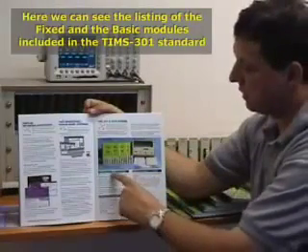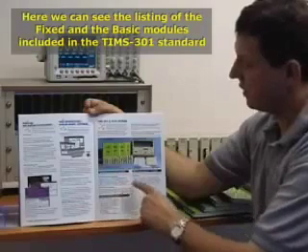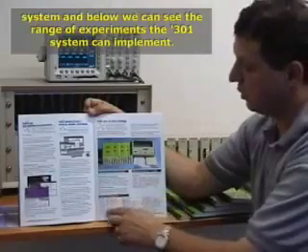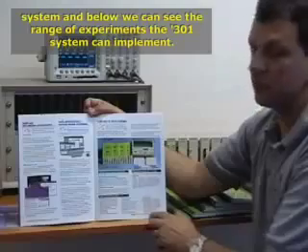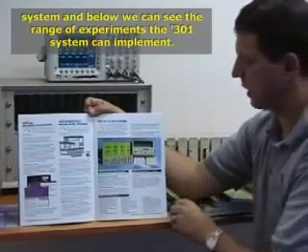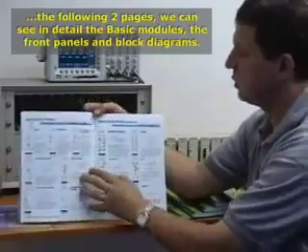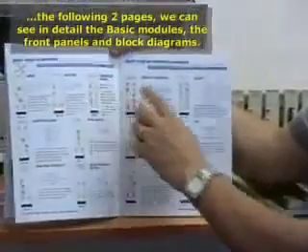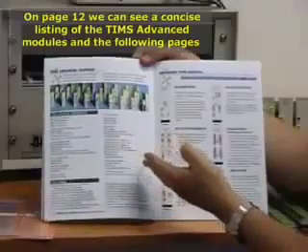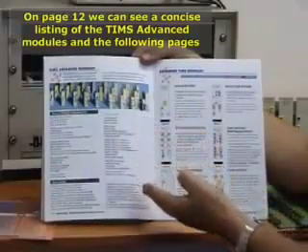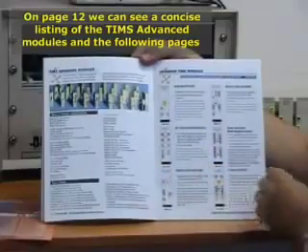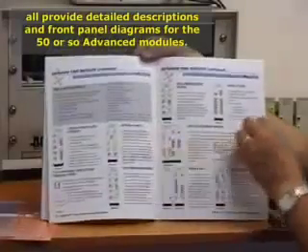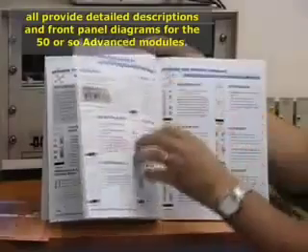Here we can see the listing of the fixed and the basic modules included in the TIMS 301 standard system, and below we can see the range of experiments that the 301 system can implement. If we turn the following 2 pages, we can see in detail the basic modules, their front panels and block diagrams. On page 12 we can see a concise listing of the TIMS advanced modules, and the following pages all provide detailed descriptions and front panel diagrams for the 50 or so advanced modules.